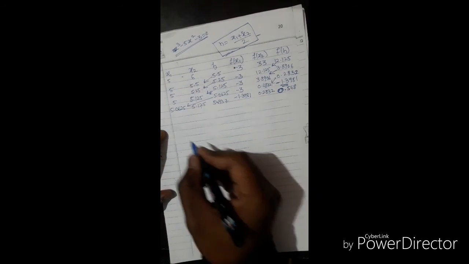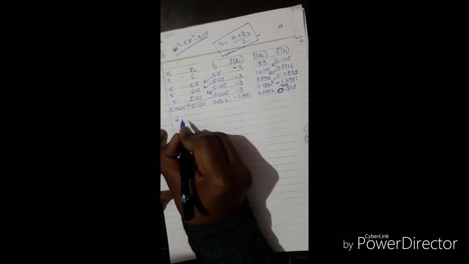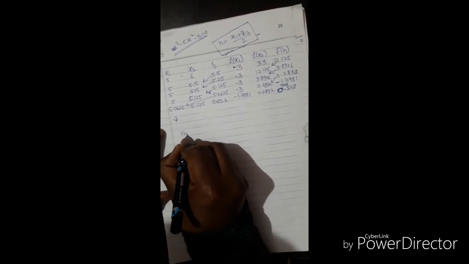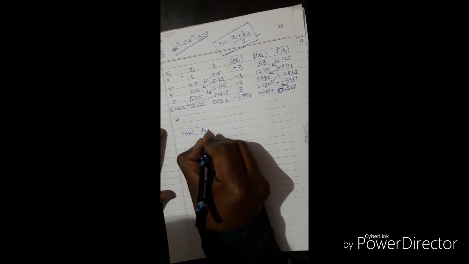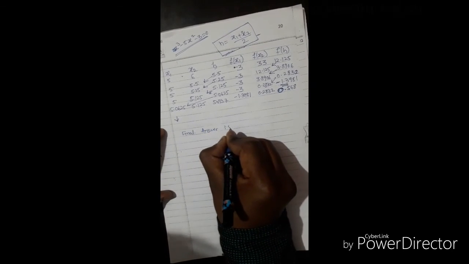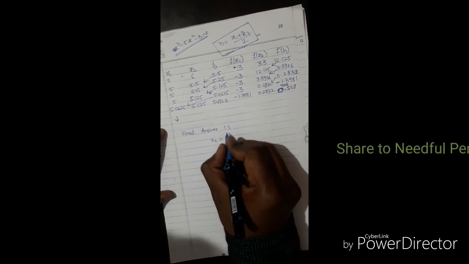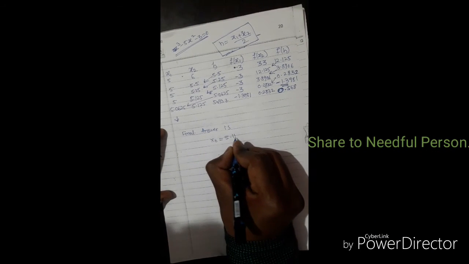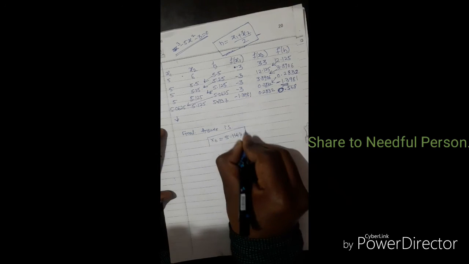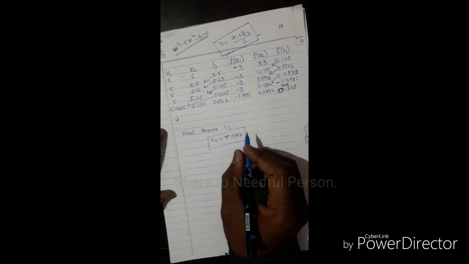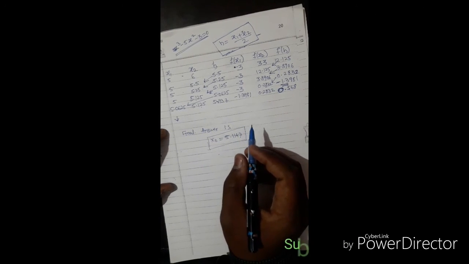So by this procedure you can easily solve the bisection method, and our final answer is x0 equal to 5.1147. Our approximate root is 5.1147. This is our bisection method.